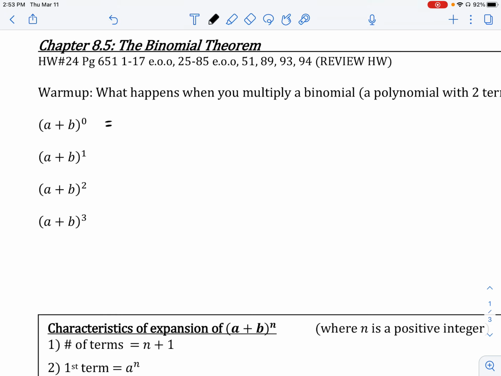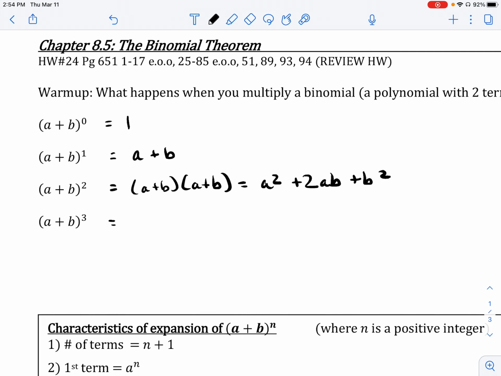Anything raised to the zero power we know is always going to be equal to 1. A plus b raised to the first power is just itself. Anything raised to the first power is always just itself. A plus b squared. Now, this is the first time we actually have to do some multiplying. So we would say a plus b times a plus b would be equal to a squared plus 2ab plus b squared.